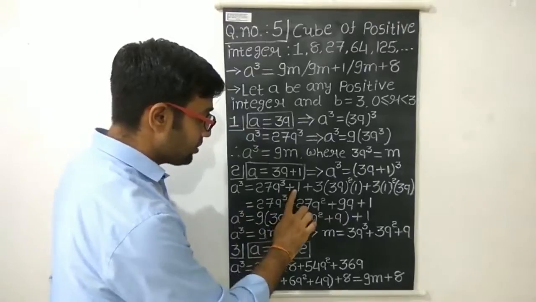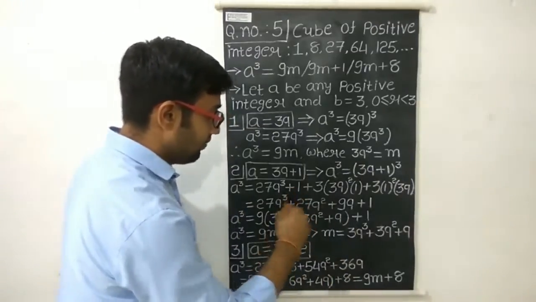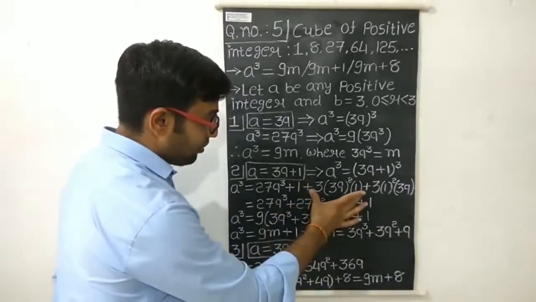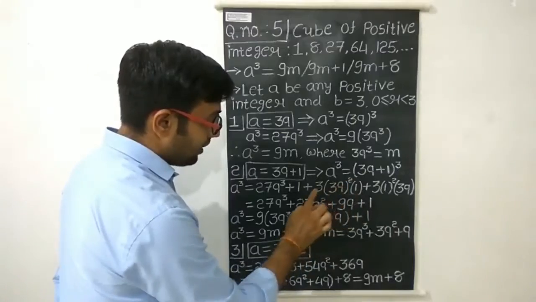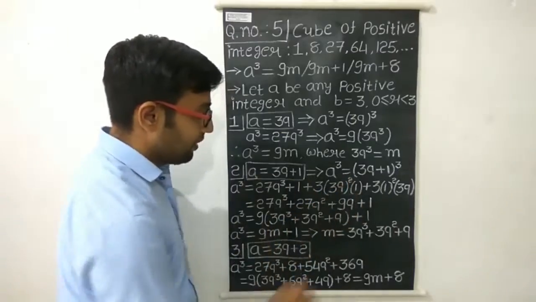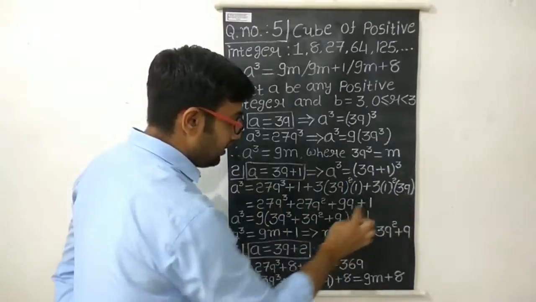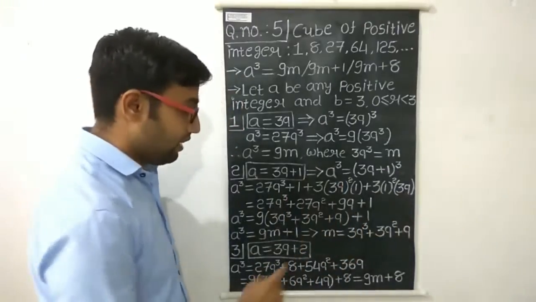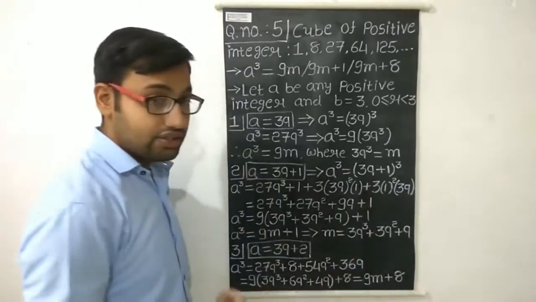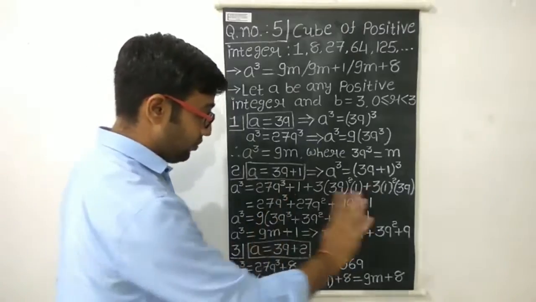Now we will write down this 1 to the last. This 1 we have shifted to the last. Here also we get 3 square is 9, 9 3s are 27 q square. And here we get 3 3s are 9 q cube. Why do we take this 1 to the last? Why do we shift this 1 to the last?